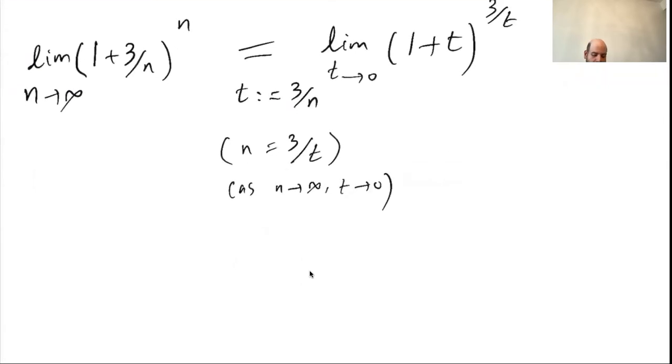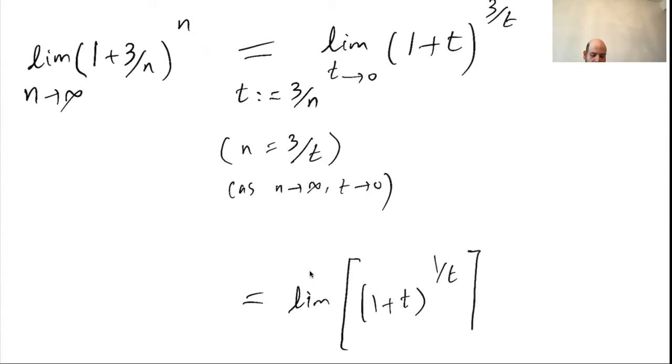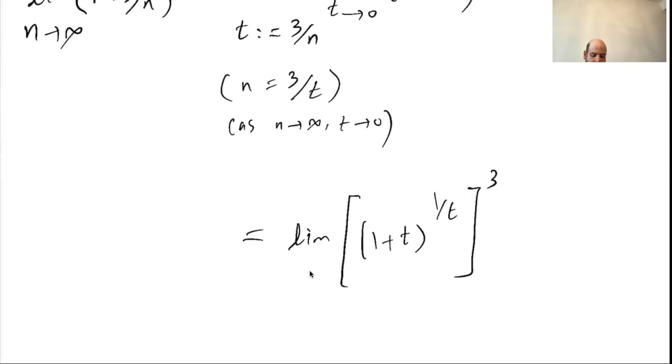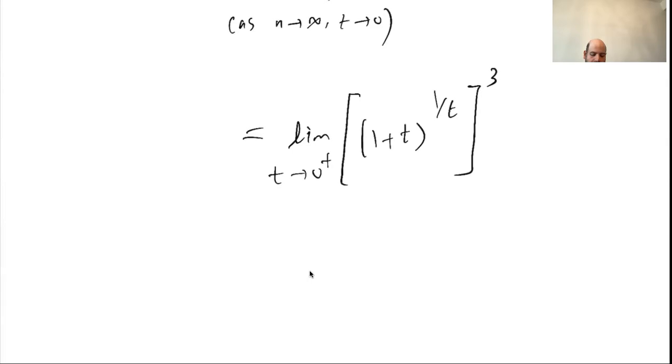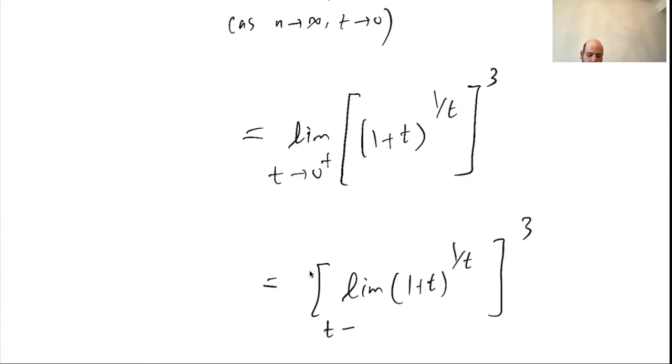Now, how can I rewrite this? I can rewrite this as the limit of (1 plus t) to the power 1 over t, and the answer to the power 3, as t goes to 0 plus. Now we know that this limit inside exists. So therefore I can write this as the limit of (1 plus t) to the power 1 over t, to the power 3, as t goes to 0 plus.